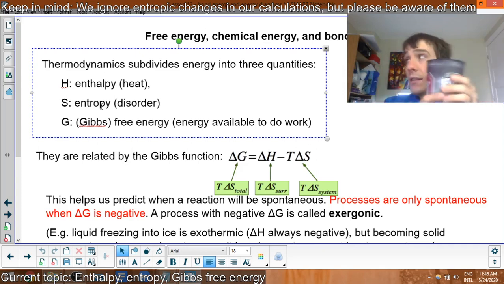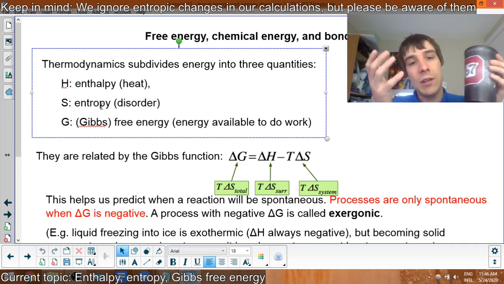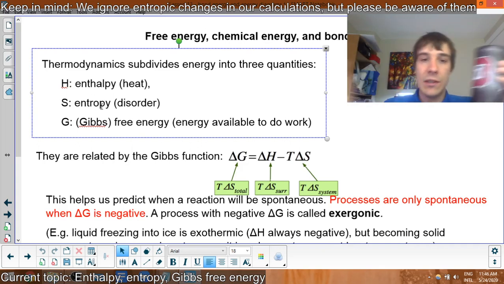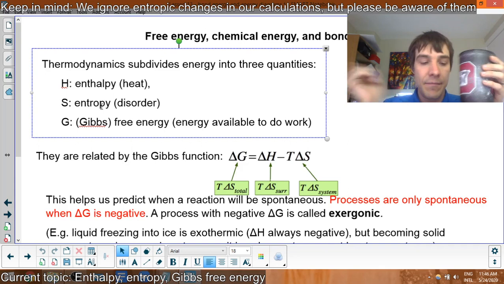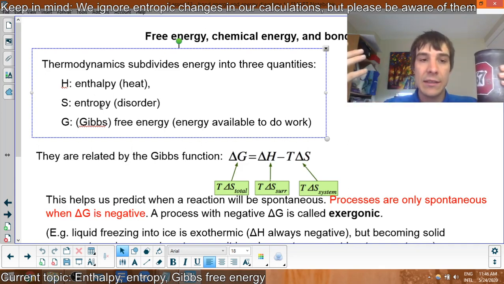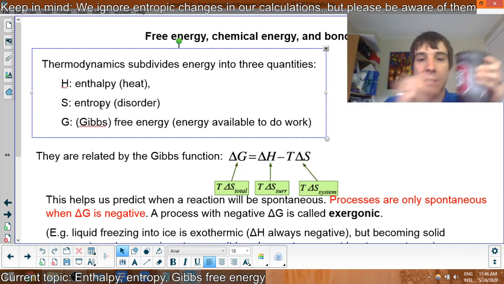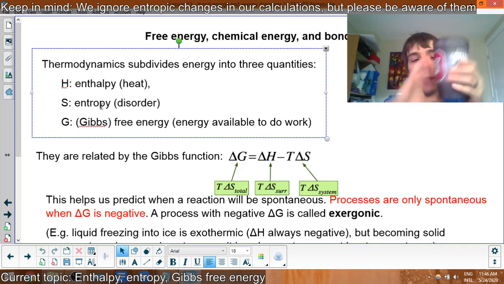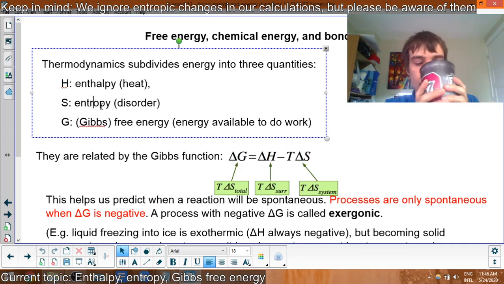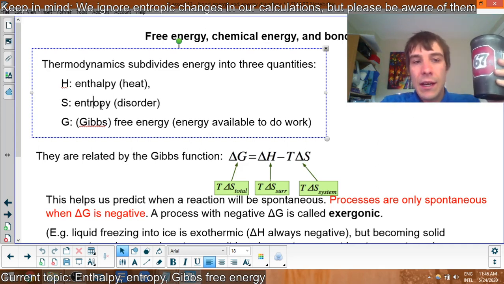Same thing with this water. The water in my cup here is liquid water. If I turn it into a gas, it's still H2O. It's still hydrogen and oxygen bonds, but it now has more entropy as a gas than it does as a liquid because the gas is more disordered. It's all over the room instead of stuck in this cup. So that's entropy. And then Gibbs free energy is the energy available to do work.